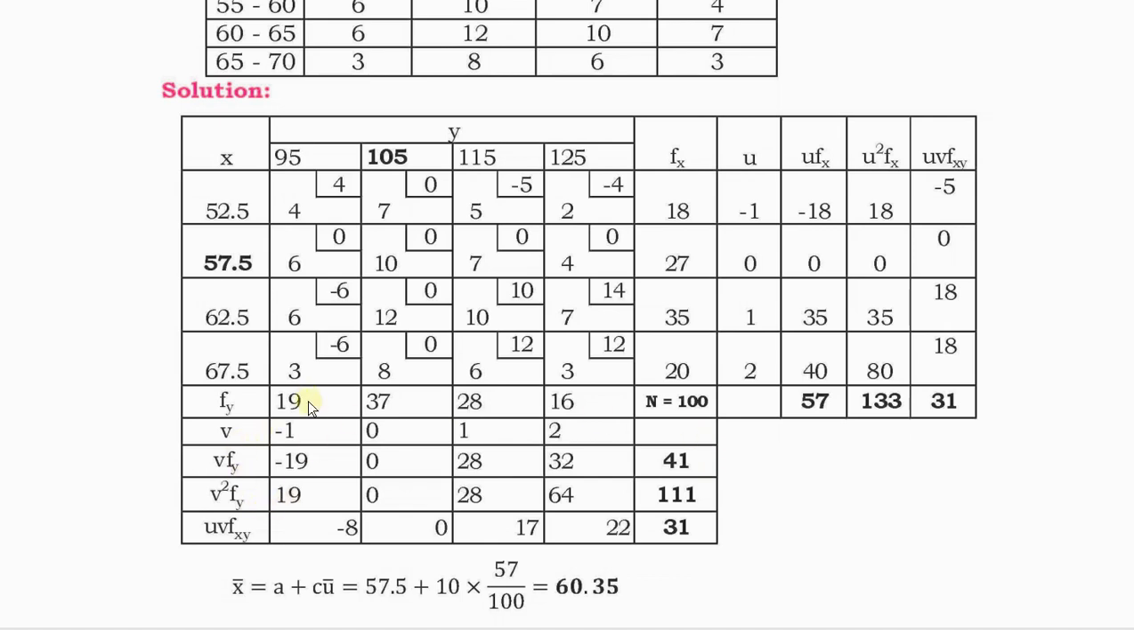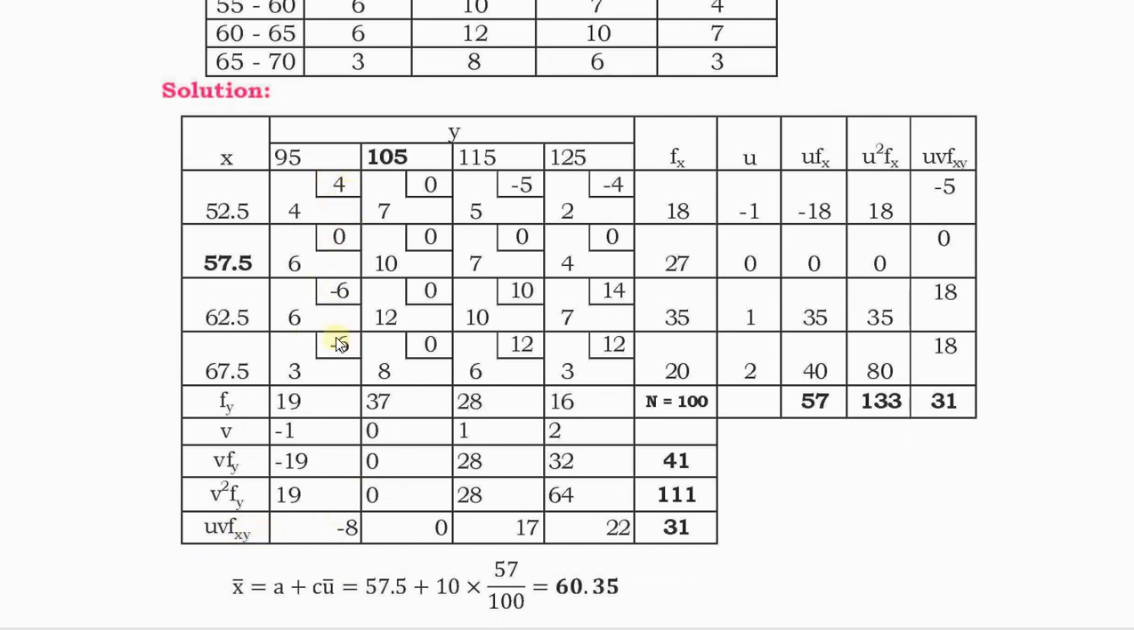Next, v square. 1 square into 19, 19, 0 square it will be 0. 1 square into 28 is 28. 4 into 16 is 64. That results into 111.